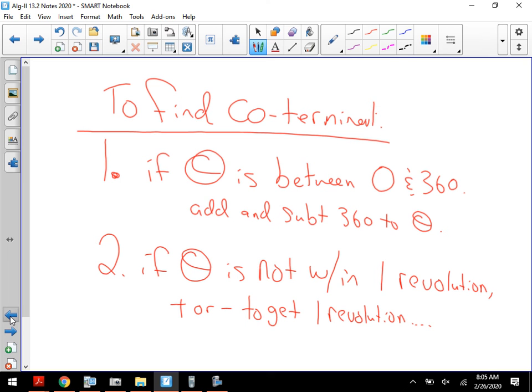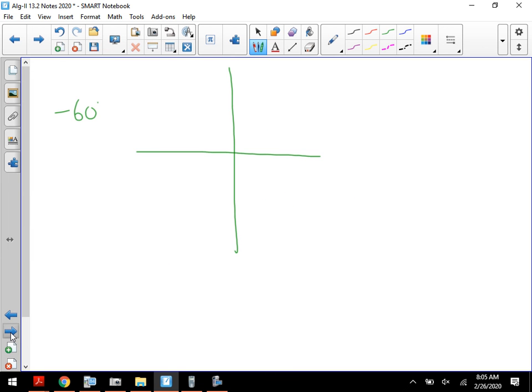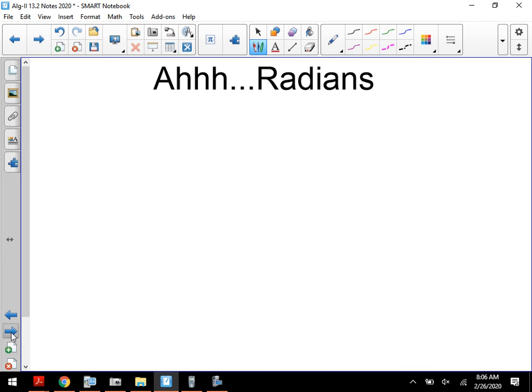Usually that's the weird one. People always tend to fight with that one when it's beyond one revolution. Just remember to keep subtracting until you get within one revolution, and it'll be okay.